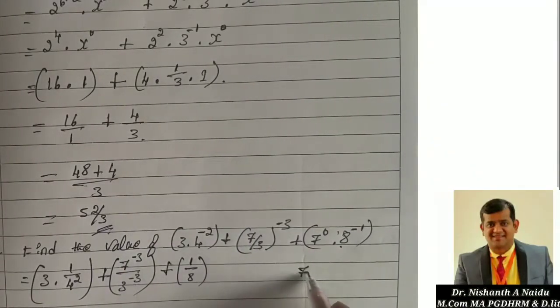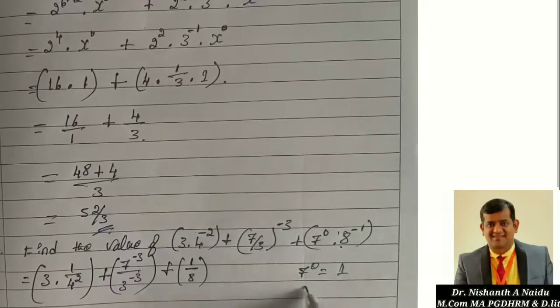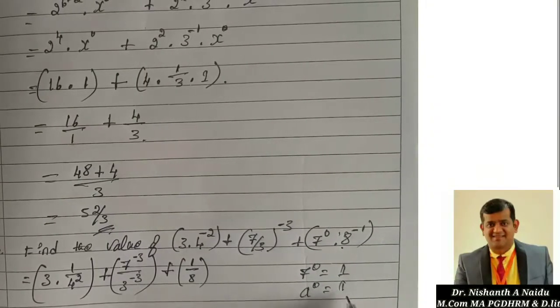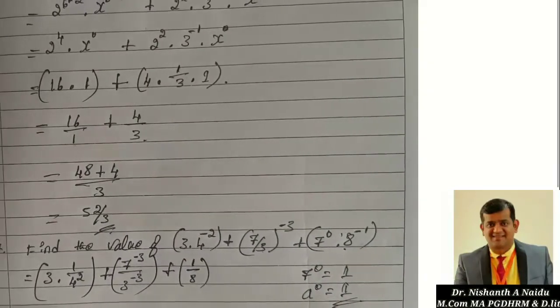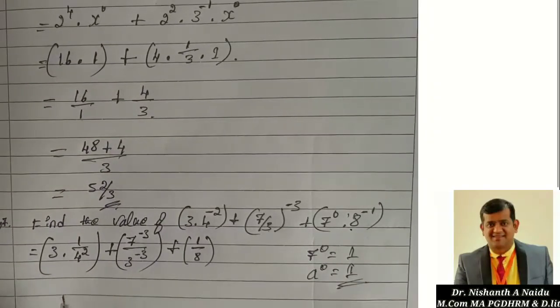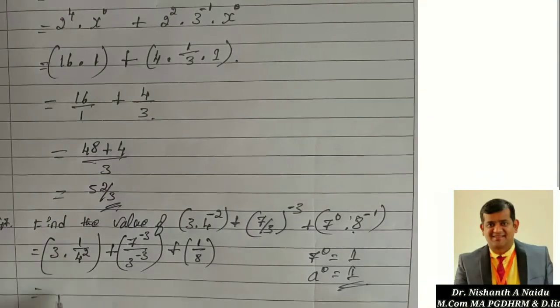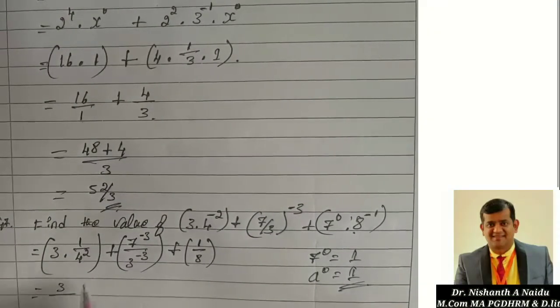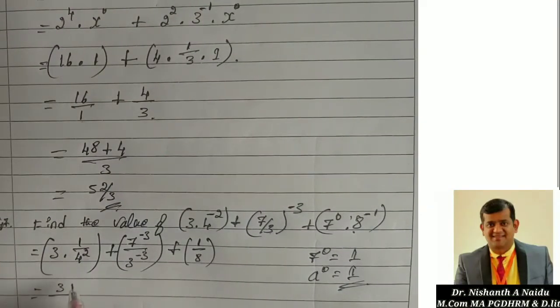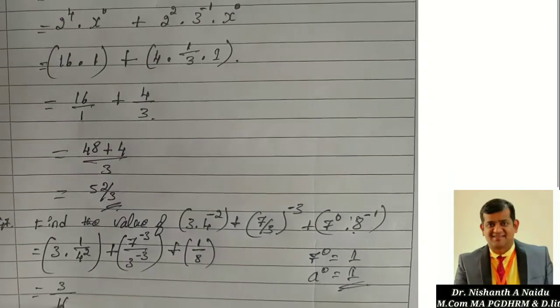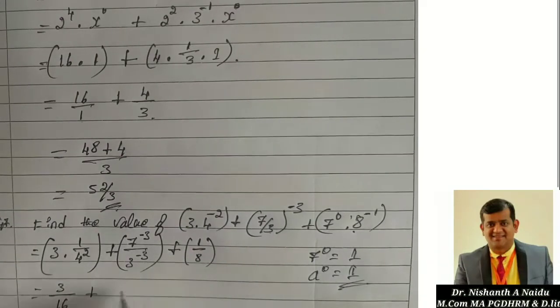Because 7 to the power 0 is equal to 1, what have we applied? A to the power 0 is equal to 1. That law we have applied here. So you have to be very careful while applying this. So in the next step, 3 ones are 3. 4 to the power 2, how much? 4 fours are 16.